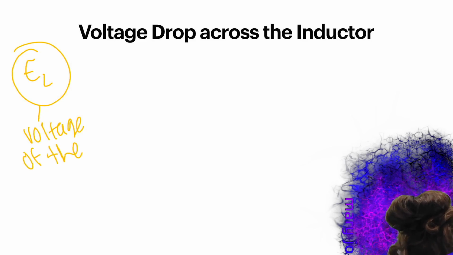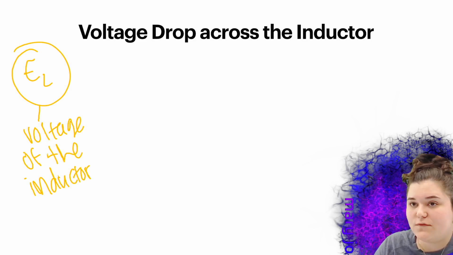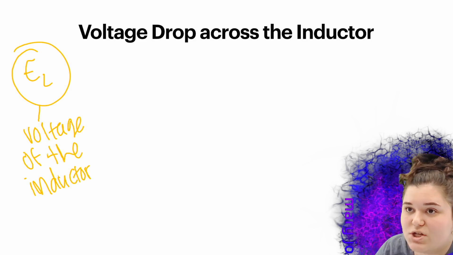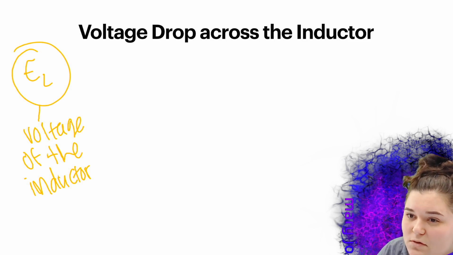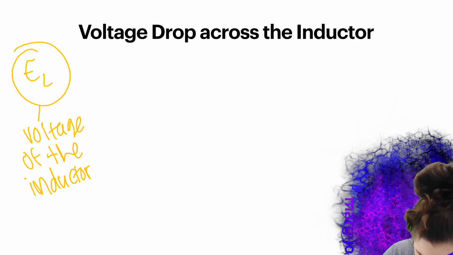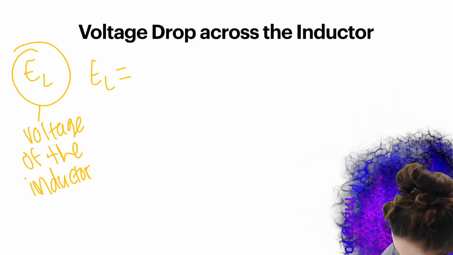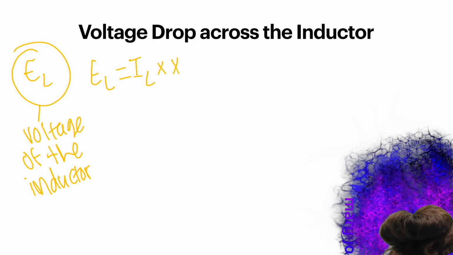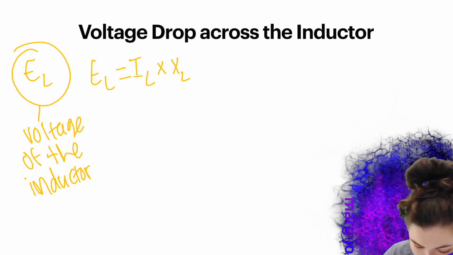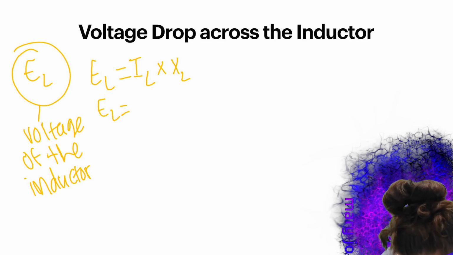of the inductor, okay? So E remains the same. That stands for voltage. It's just the change of the sub L, sub T, sub R, whatever it's subbing, that's what it stands for. So voltage of the inductor is what we're looking for right now. So E sub L. So we're looking for voltage of that inductor. So we're going to be using the current of that inductor times the inductive reactance.